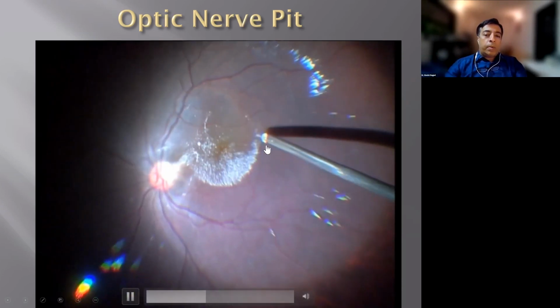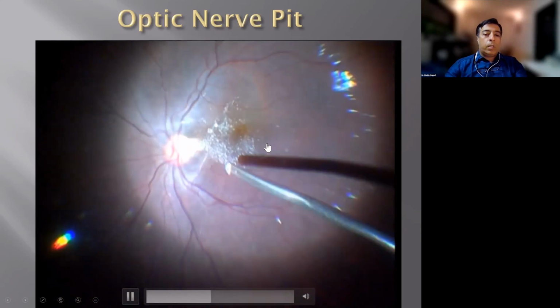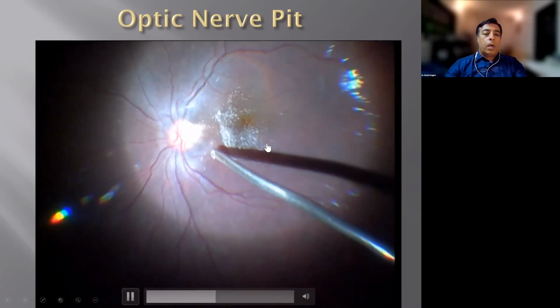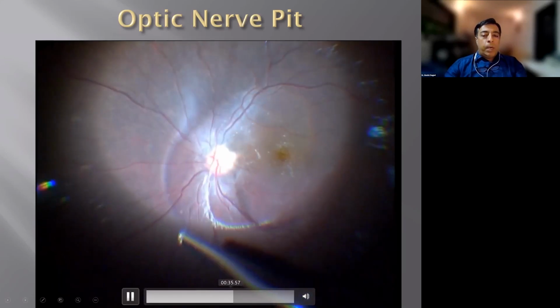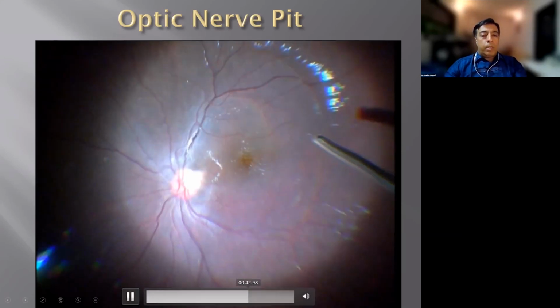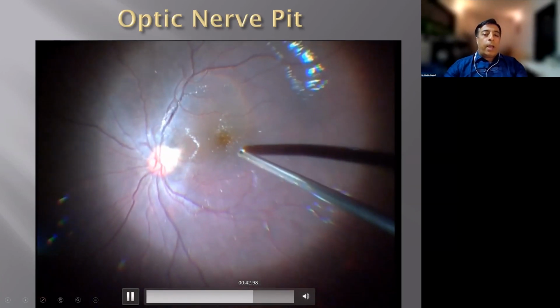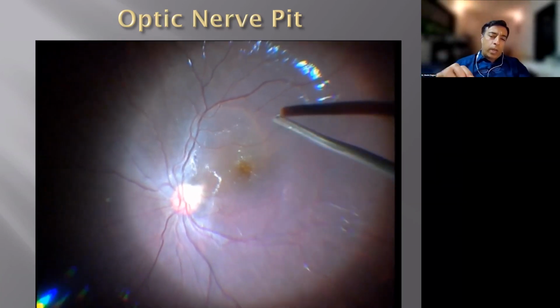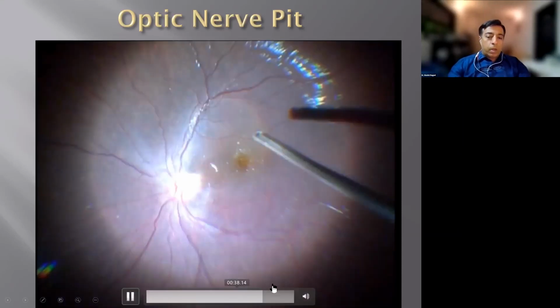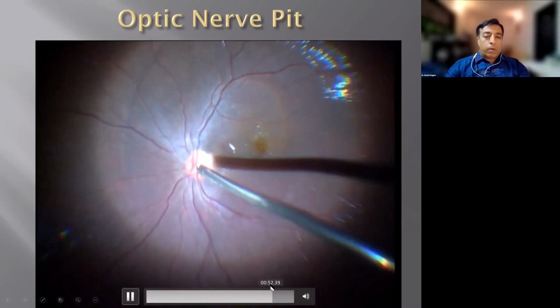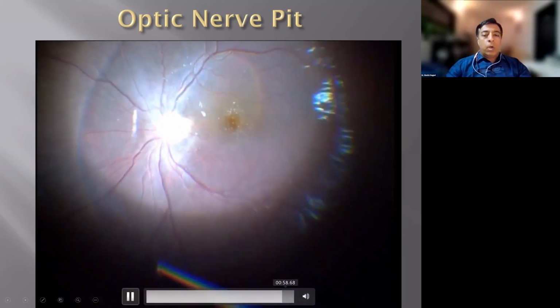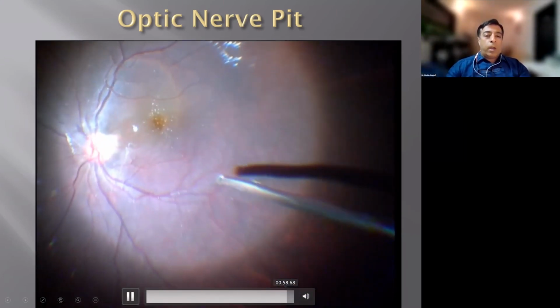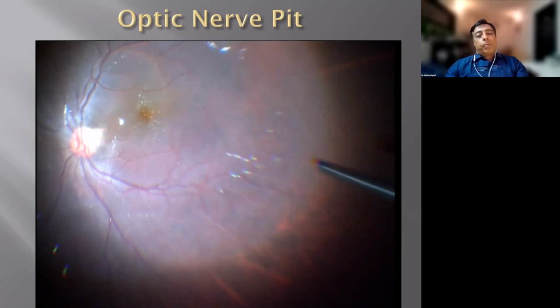Here you are seeing that I'm just creating a PVD and you see the whole wave of PVD extending as I peel. So I personally believe in being a bit minimalistic here. Remove the hyaloid at times. If it's chronic, I would do a little bit of laser on the temporal edge of the disc margin at times. But otherwise, just do a basic hyaloid removal.